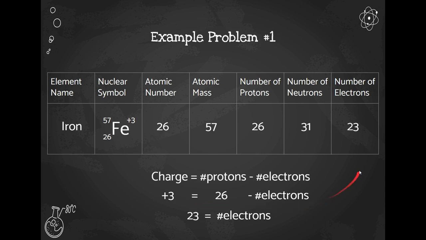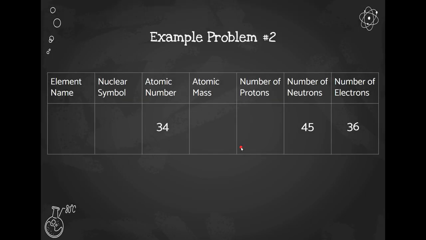So let's check. Does that make sense? Well, we know the charge is positive 3, and we indeed have 3 more protons than we do electrons. So this makes sense. So in this example, we went from the nuclear symbol to a lot of the pieces. In our next example, we're going to take just a few pieces of information and build that nuclear symbol.